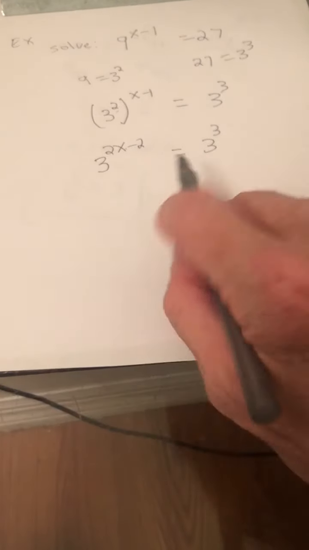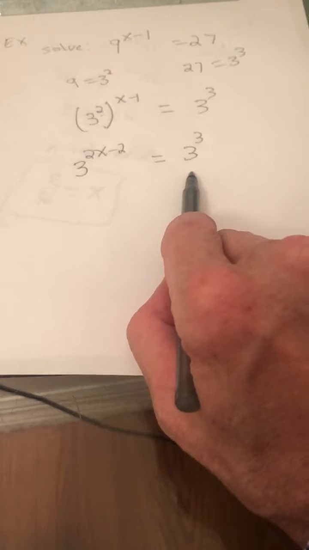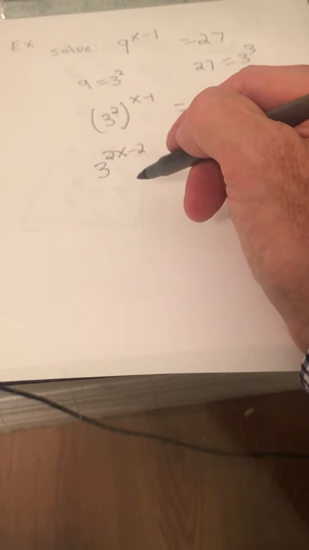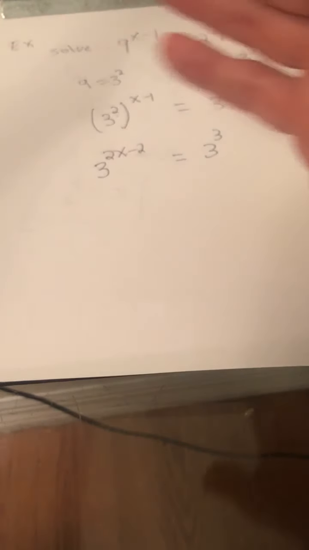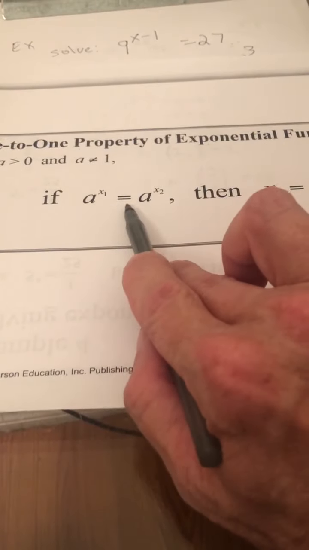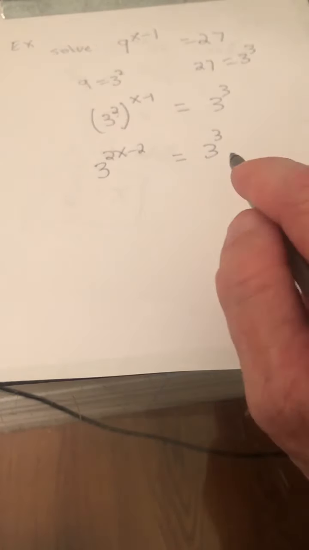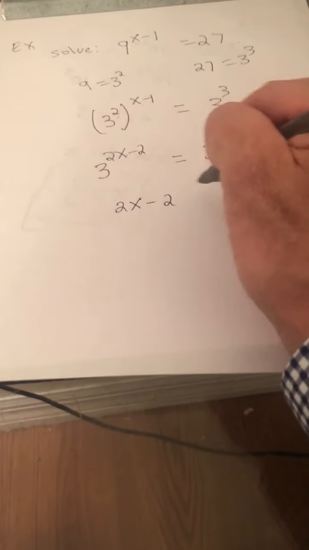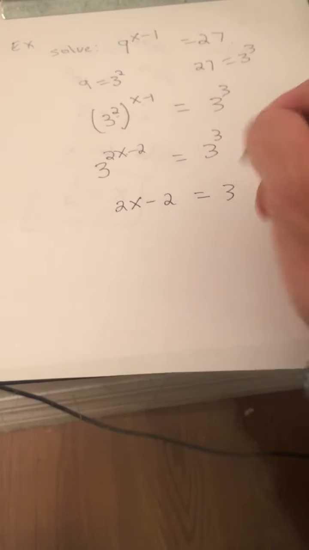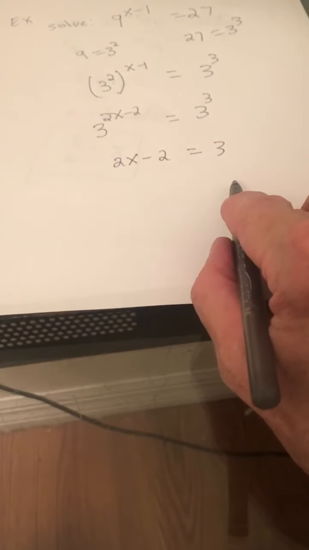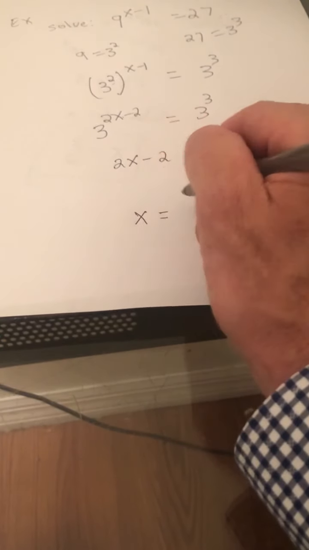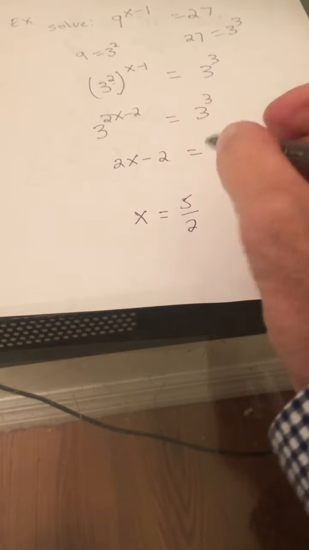Now we can finally use the one-to-one property because I have the same base. So using the one-to-one property, remember, if a to the x1 equals a to the x2, then x1 equals x2. So a in this case is 3. So what I have now is 2x minus 2 is equal to 3. So add 2 to both sides, divide both sides by 2, and we end up with x equals 5 halves.